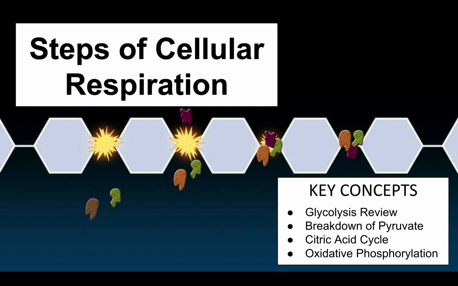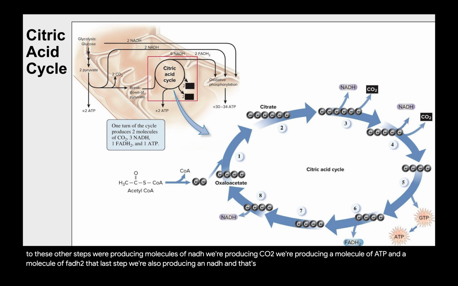We then have all these other steps that are happening. What I want you to notice about the steps is not the specifics, but what is being used and what is being produced. So citrate, we're going on to these other steps. We're producing molecules of NADH. We're producing CO2. We're producing a molecule of ATP and a molecule of FADH2. That last step, we're also producing an NADH, and that step is what regenerates this oxalacetate. We're going to zoom in on that regeneration of oxaloacetate, the very last step in that cycle.